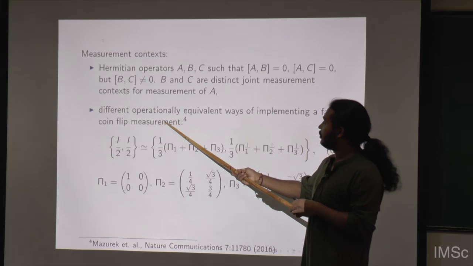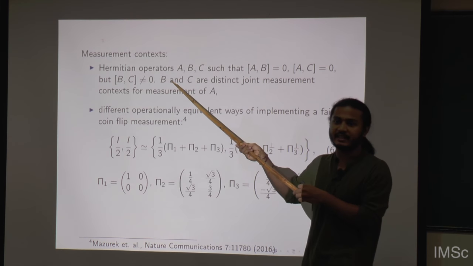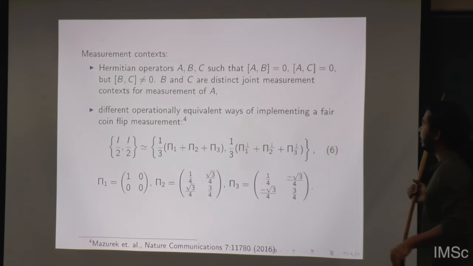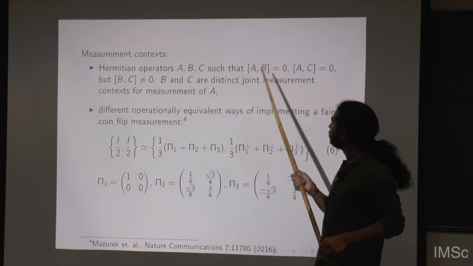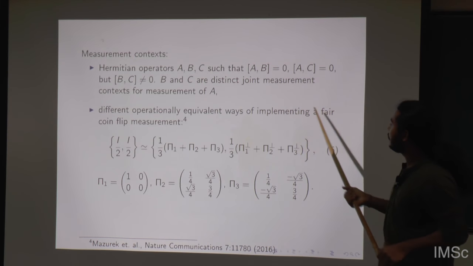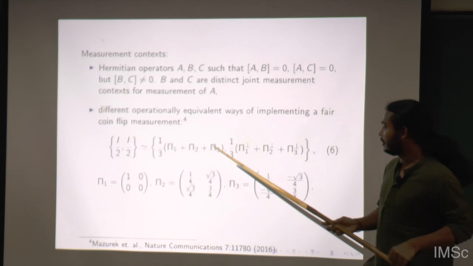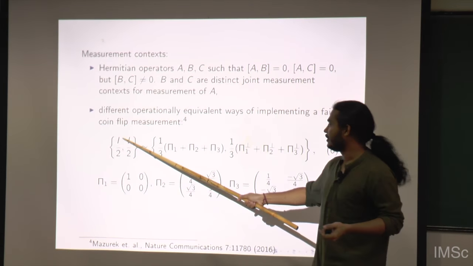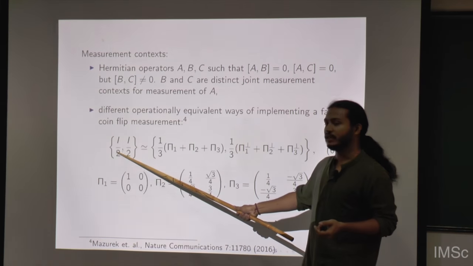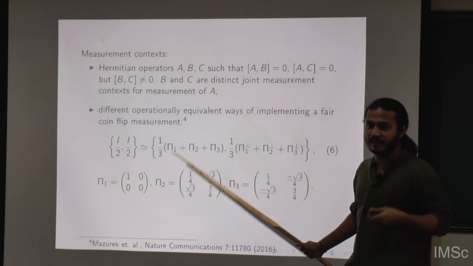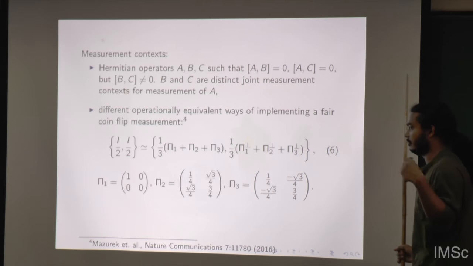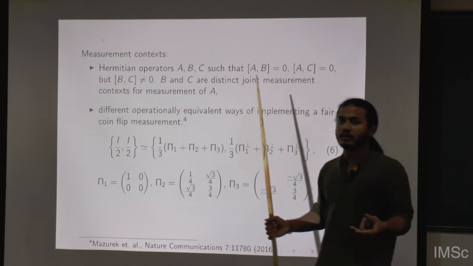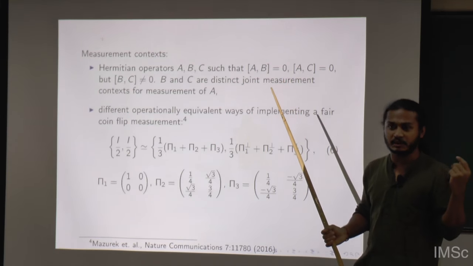Similarly, this is the sort of measurement context that is used in the Kochen-Specker theorem. There is another notion of a measurement context, which we use in this paper, where there are different operationally equivalent ways of implementing a fair coin flip measurement. This is a POVM. It's a trivial POVM. You just flip a coin, and this outcome occurs with probability half, and this outcome occurs with probability half, regardless of what input is given to the measurement device. So one way of realizing this is you're given a quantum system, you throw it away, you just flip a fair coin and assign outcomes to the system.